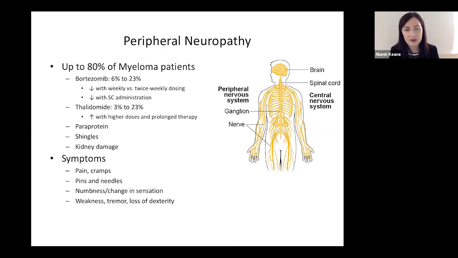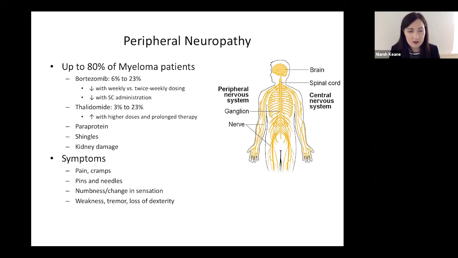Thalidomide isn't used as commonly now, but it's still a good drug for myeloma. And particularly with higher doses of thalidomide and prolonged use, we can see neuropathy. Other causes of neuropathy in multiple myeloma include the protein itself, which can affect the peripheral nerves, and shingles, which can be an important complication of bortezomib or Velcade treatment. Typically, we'll give patients an antiviral to try and prevent this. Kidney damage too can also contribute to peripheral neuropathy in multiple myeloma patients.